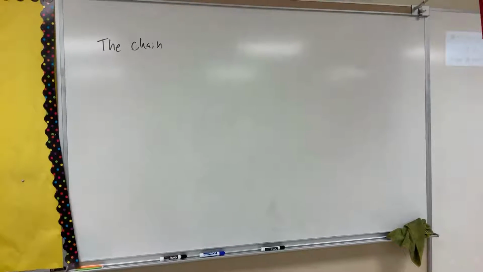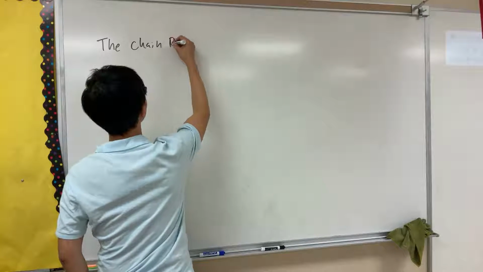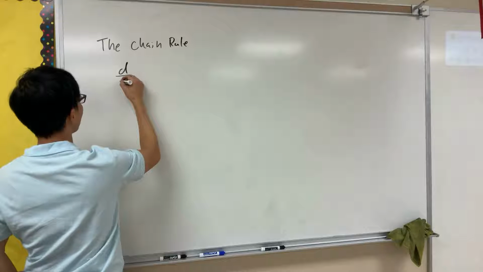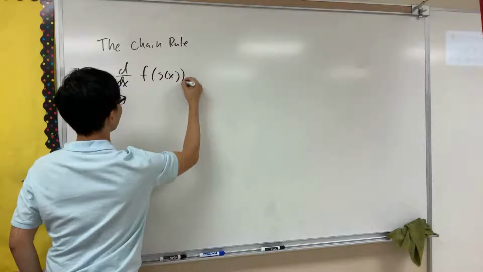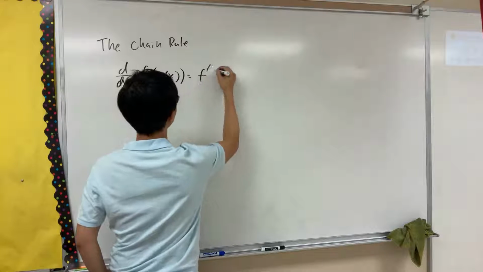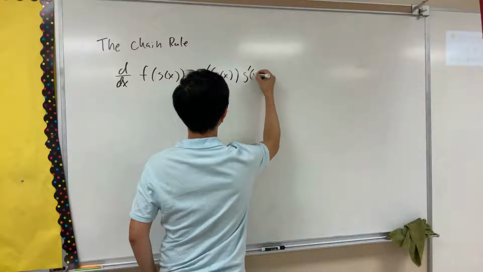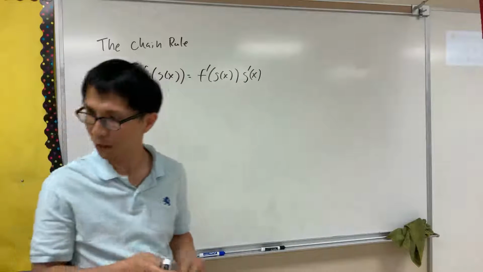Okay, so the chain rule. The chain rule says if I want to take a derivative of a composite function, that's f of g of x, it's equal to f prime of g of x times g prime of x. But most of you don't know what a composite function is, which is what we need to go over.